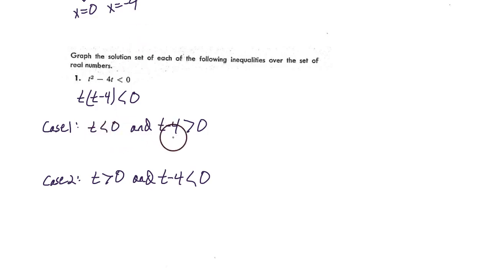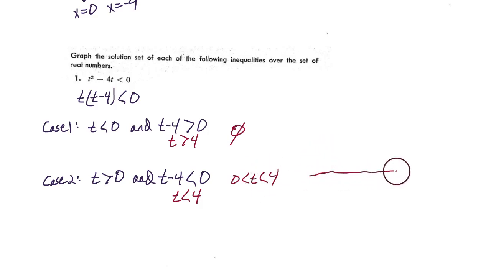This one right here is already good, but over here we could get t is greater than 4. So this statement says t is less than 0 and t is greater than 4. That's not possible. That's the empty set. Now this one right here, let's add 4 to both sides and get t is less than 4. Here's what it says: t is greater than 0 and t is less than 4. That's telling us that t comes between 0 and 4. We can graph that. Here's 0, here's 4. We have open endpoint dots, and the shading comes in between.